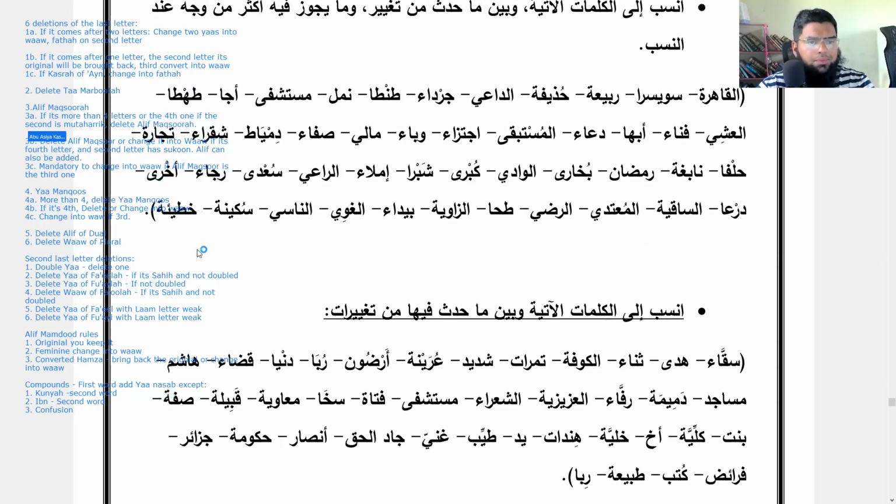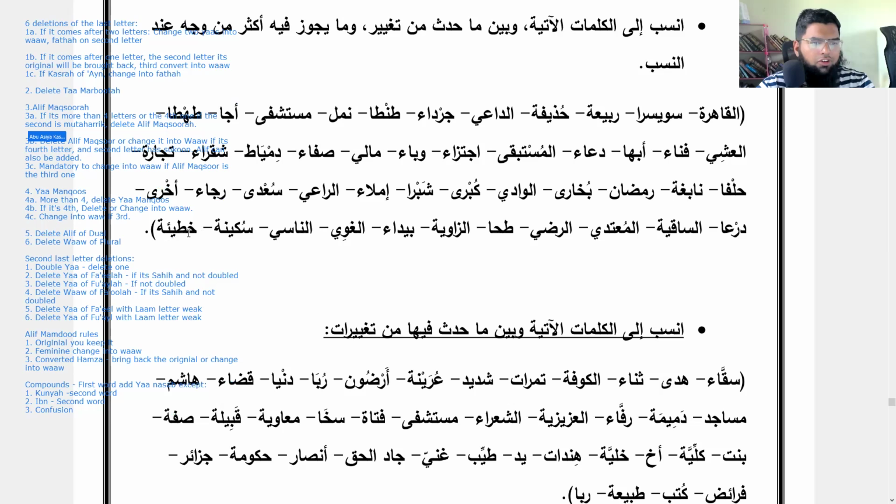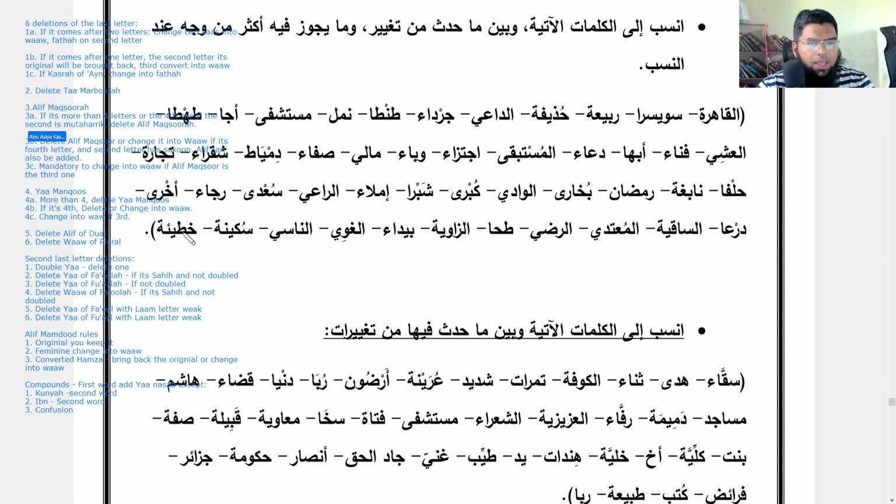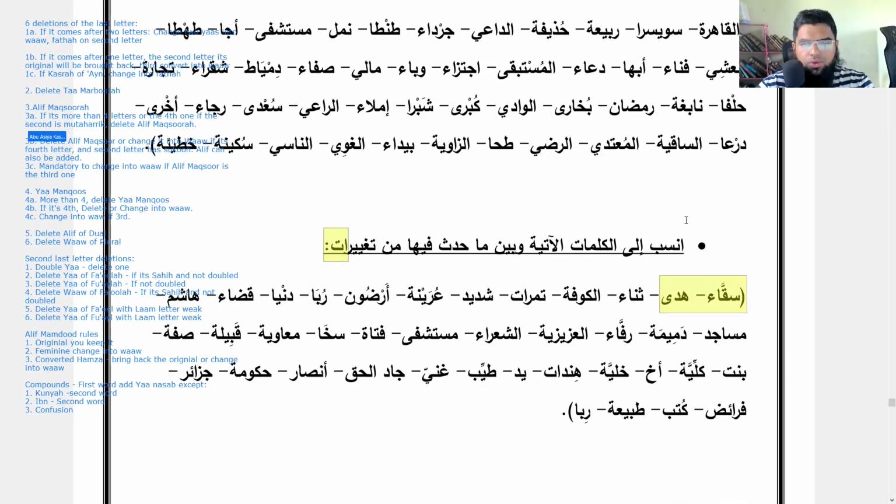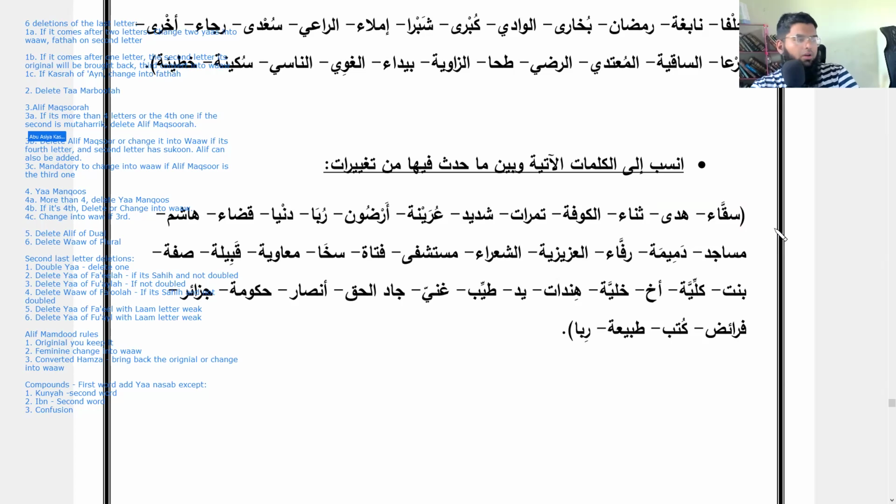Khati'ah, Fa'ila rule. If it's Sahih, this is Sahih, yeah. And not double. So we can say Khata'i, mistakenly. And same thing here. Saqa yasqi, this is a Hamza which is converted. So you can say keep it like that or change it. Saqa, the one who gives you to drink. So you can say Saqawi or Saqai.